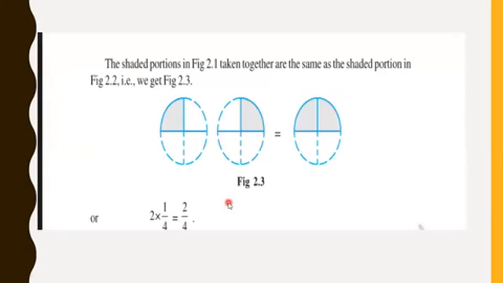See one more example. The shaded portions in figure 2.1 taken together are the same as the shaded portion in figure 2.4. That is, we get figure 2.3. See here, this is a shaded part and here a shaded part. If you add these two shaded parts you will get this. So now 2 into 1 by 4, we will get 2 by 4.